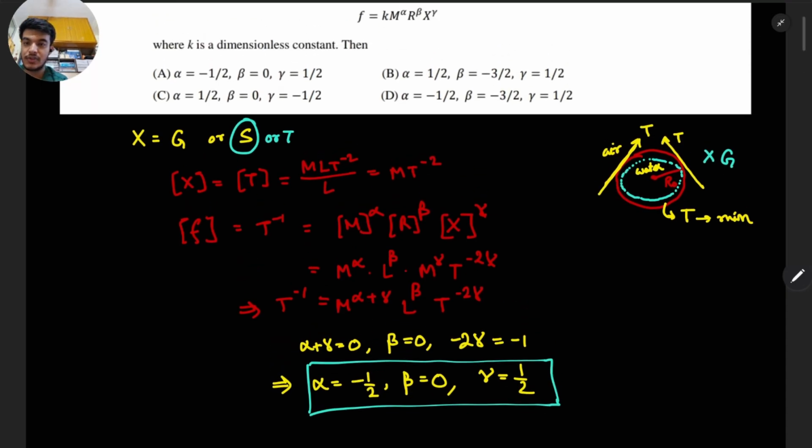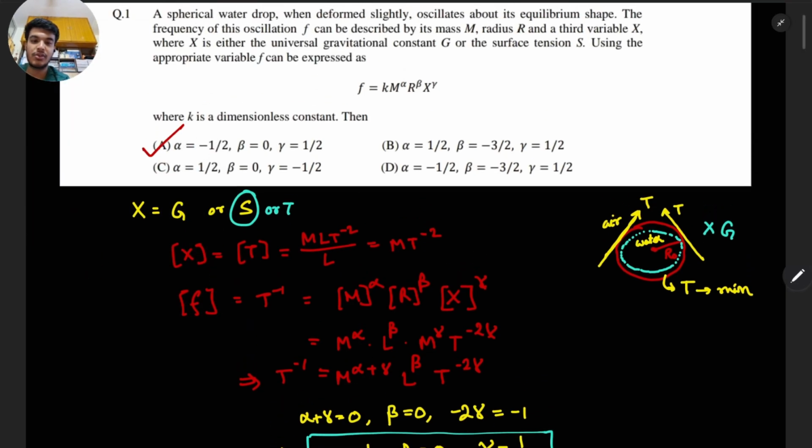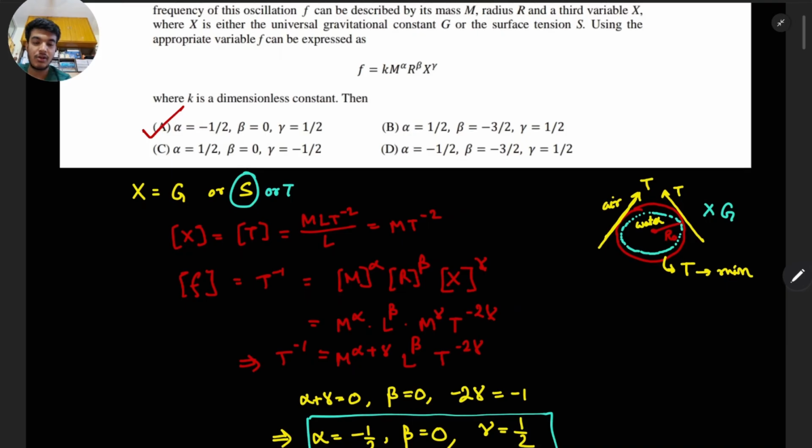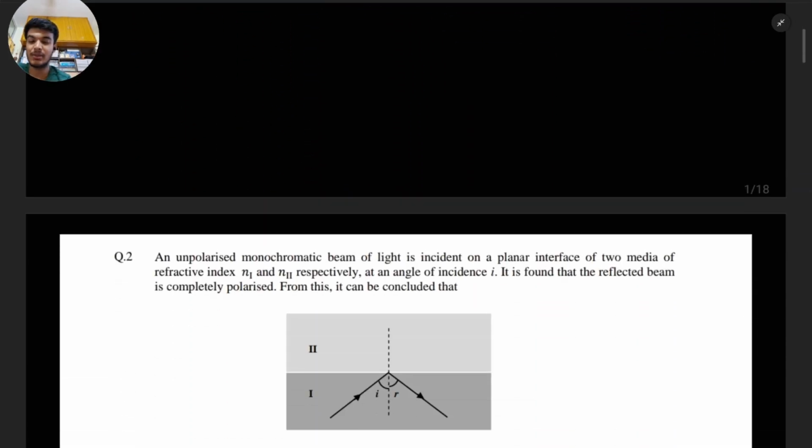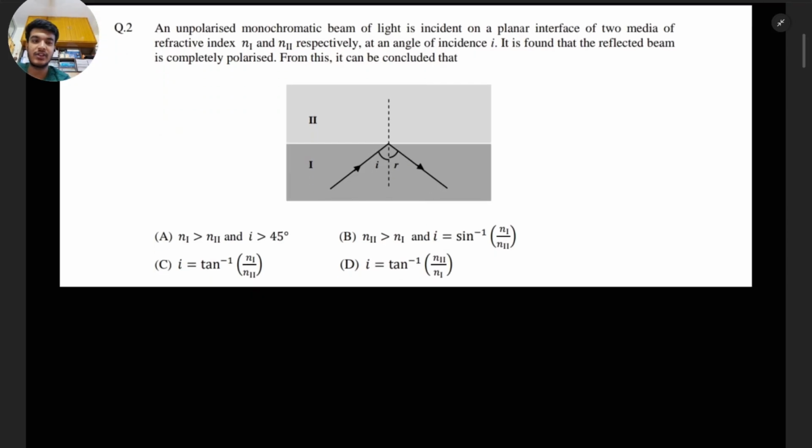Let us see. The first option says alpha equal to minus half, beta equal to 0, gamma equal to half. Oh, nice. So the first option is the only correct one here. So the answer to this question is option A. Okay, now let's move on to the next question. It was quite easy. According to JEE Advanced level, it's quite easy. The first question at least.